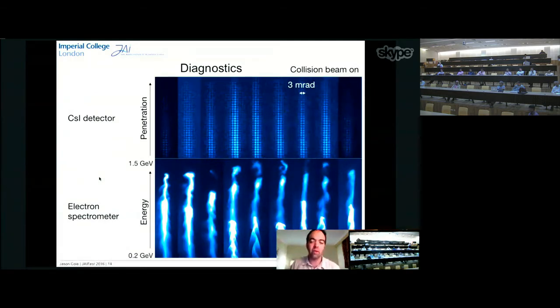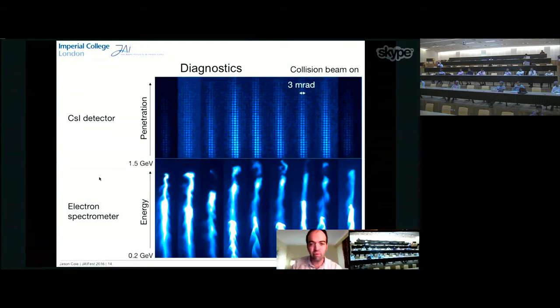Even with a non-ideal electron beam, it's still possible to see these effects. What you would need, though, is you would need to be able to measure the spectrum of the electrons before and after they collide with a high-intensity beam. And this is where the problem comes. If you've got shot-to-shot variation, you want to do both before and after collision at the same time.